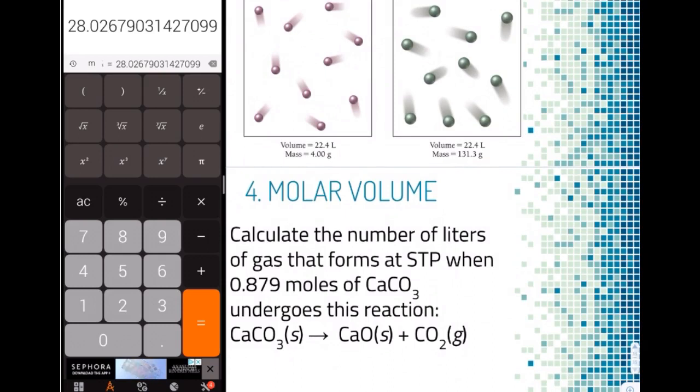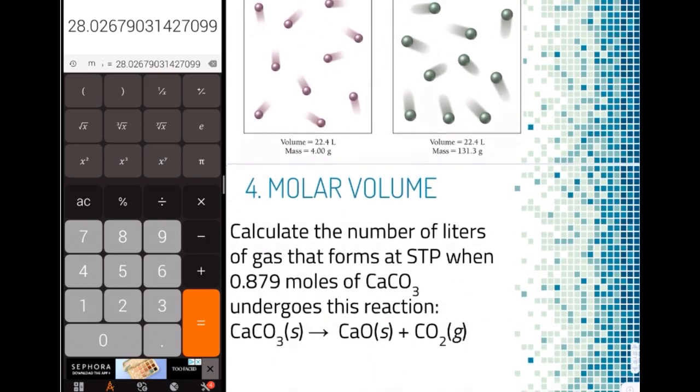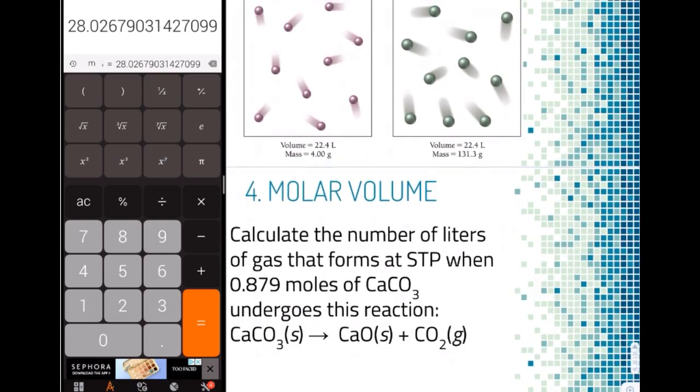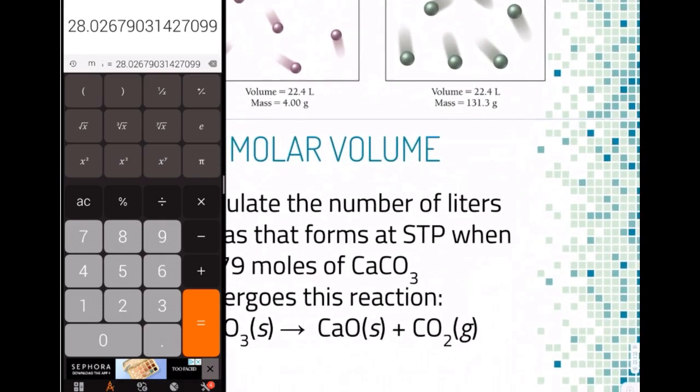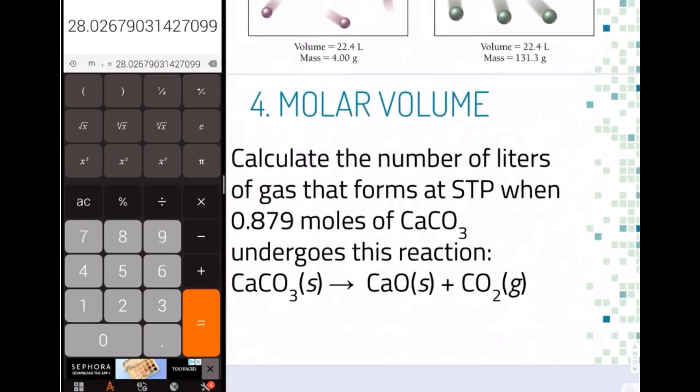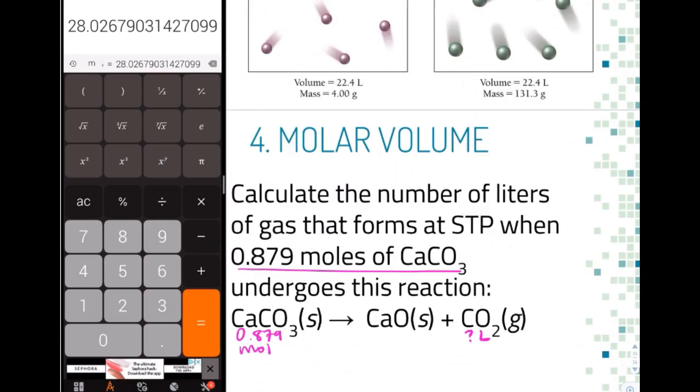So if I put in 0.879 moles of calcium carbonate, and I want to know how many liters of the gas are formed. The gas that's formed here is carbon dioxide, and so I want to know liters of carbon dioxide. So I'm going to start my setup just like this and write some conversions. First of all, if I'm changing substances, I need a mole ratio. And so I can see that 1 mole of calcium carbonate is equal to 1 mole of carbon dioxide, because the balanced chemical equation is all a 1-to-1-to-1 ratio here.